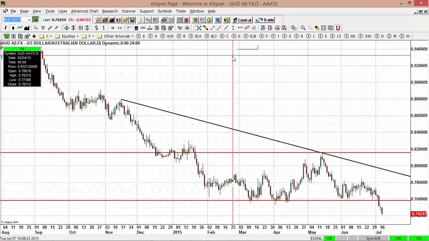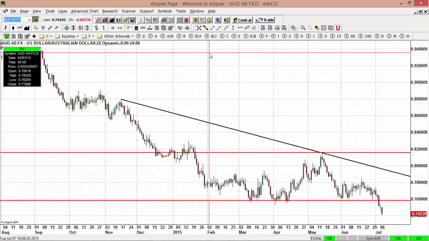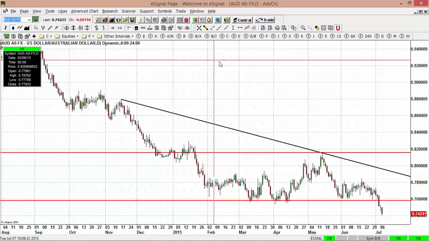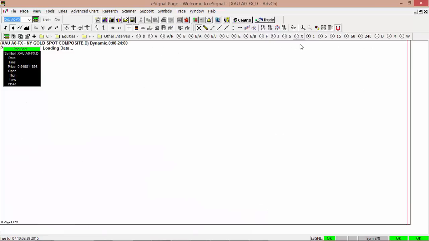Okay, so it's very exciting times in the Forex because we had a period of consolidation. Now it looks like the market is starting to move again. And when the market moves, that's when we make our profit. So this is definitely the time to get involved with the market.